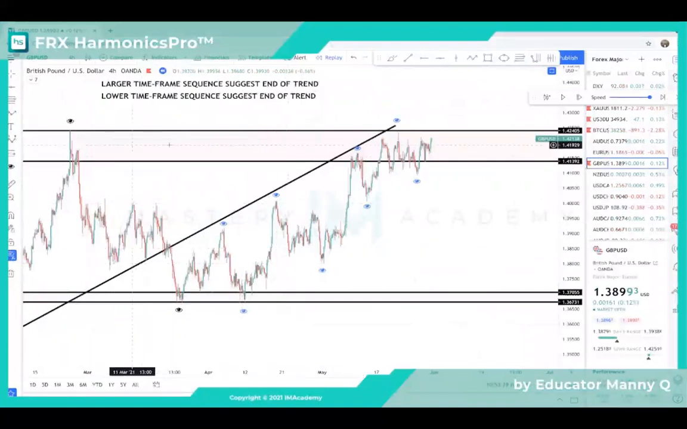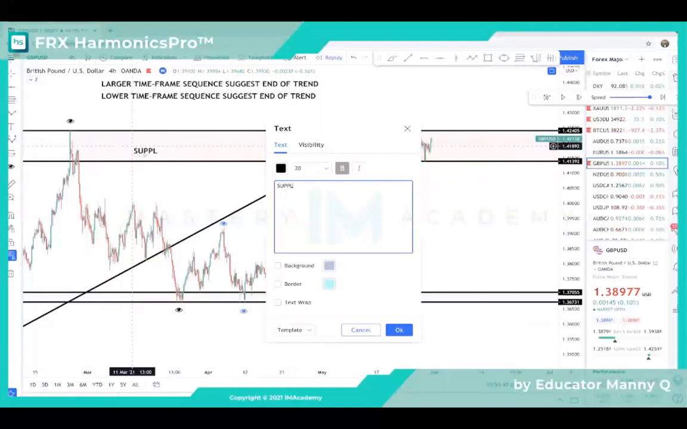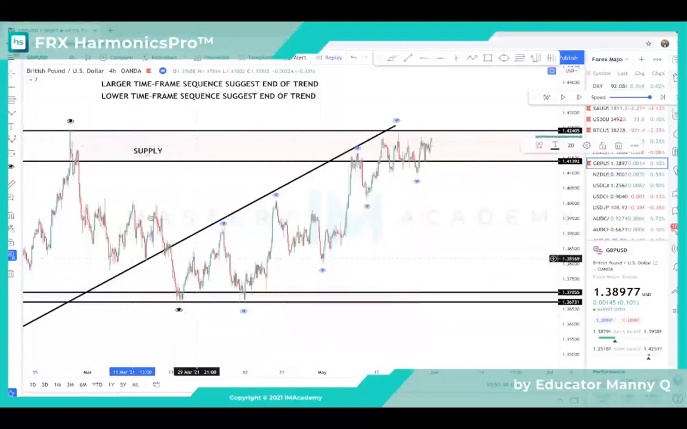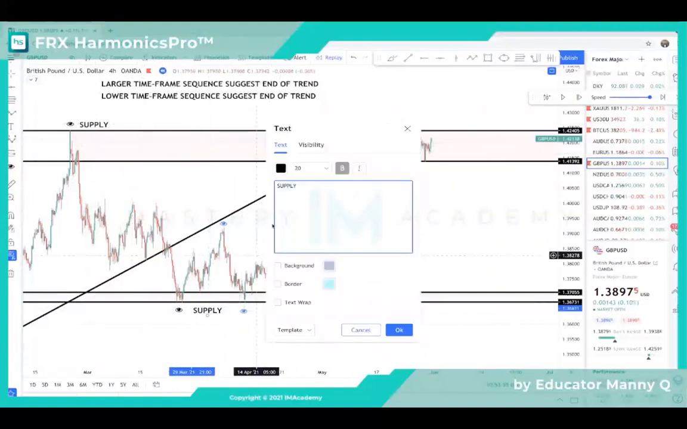I can see that we're now at this area of supply right over here, which is my resistance. Let me actually mark up these. Let's actually label that for you guys, right? So we're looking at also some supply zones right over here, right? And then we have a demand zone.